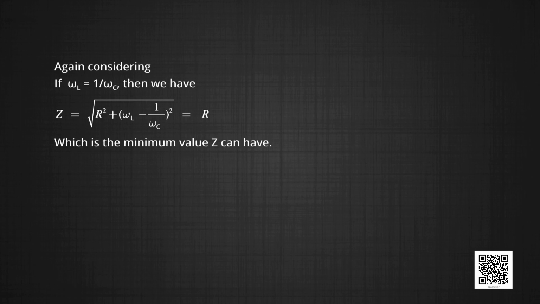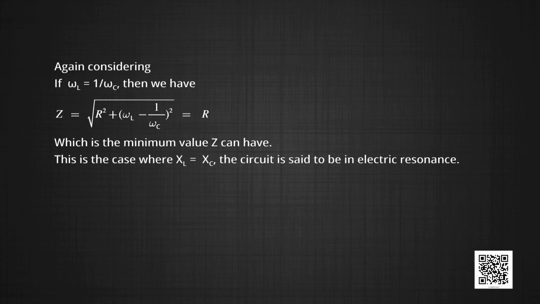Again, considering omega L equal to 1 upon omega C, we have Z equal to the square root of R squared plus (omega L minus 1 upon omega C) whole squared, which is equal to R. Thus, this is the minimum value Z can have. This is the case where XL is equal to XC. The circuit is said to be in electrical resonance.